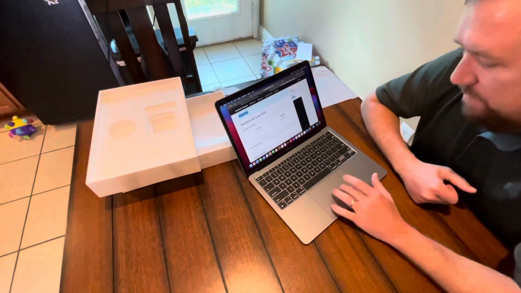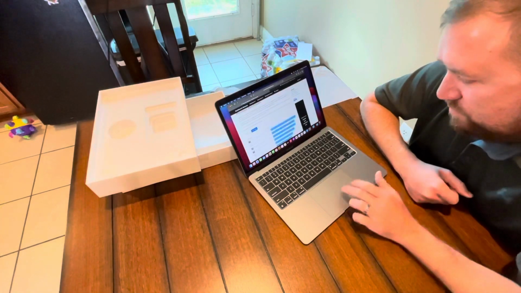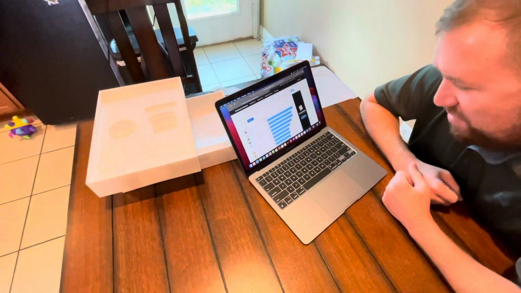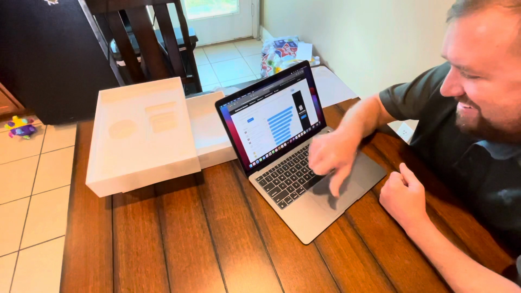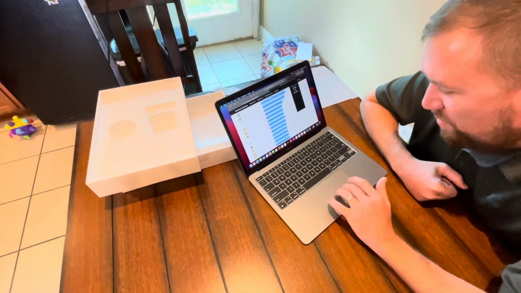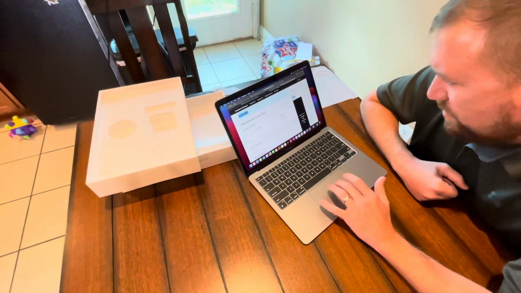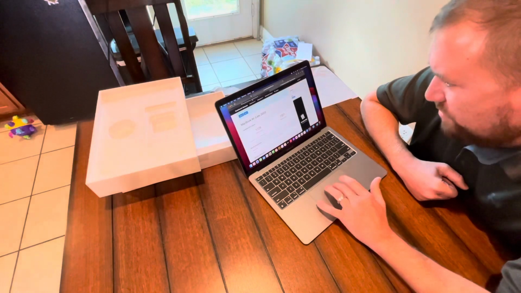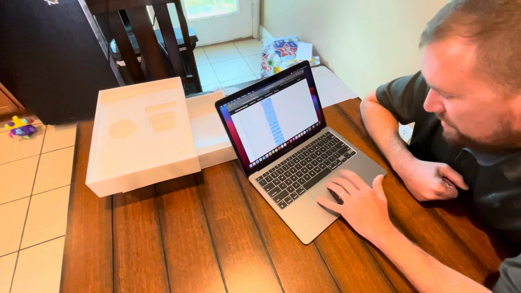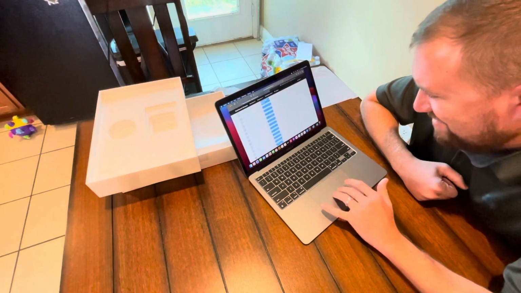But let's look at the multi-core. That's the multitasking, the video rendering side. All right, so right here we see this is a monster. Almost 25,000. But let's see where we fall. So we're at 7,300. Okay, 7,300 is still good. Let's look at where it's at.